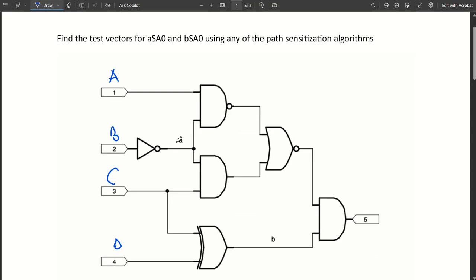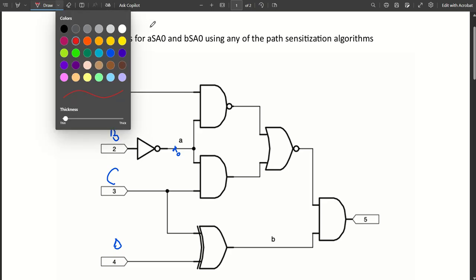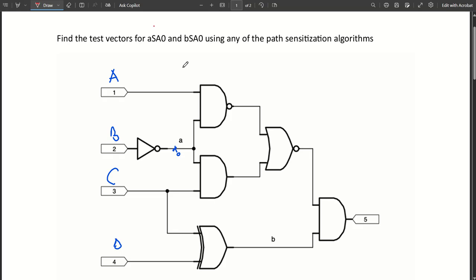So if A is stuck at 0, then how can we input elements here such that it will test for that particular fault? That's the whole point of test vectors and path sensitization. So if A is stuck at 0, I mean the fault to be somewhere here. So here we'll have some fault. Now, the first thing you have to note is that if this fault is stuck at 0, then we have to make sure that we input a value that can prove that it's really stuck at 0.